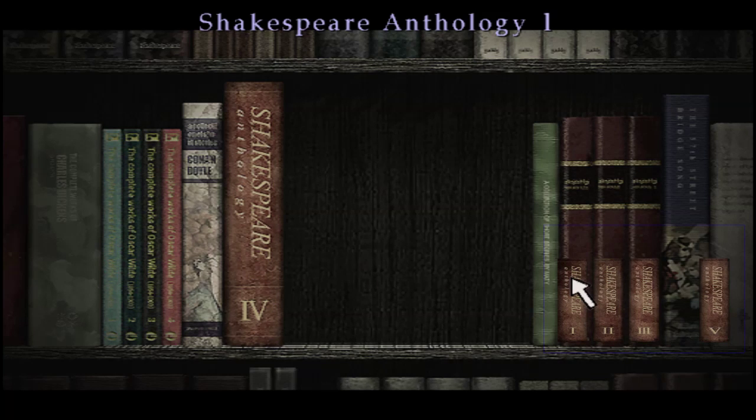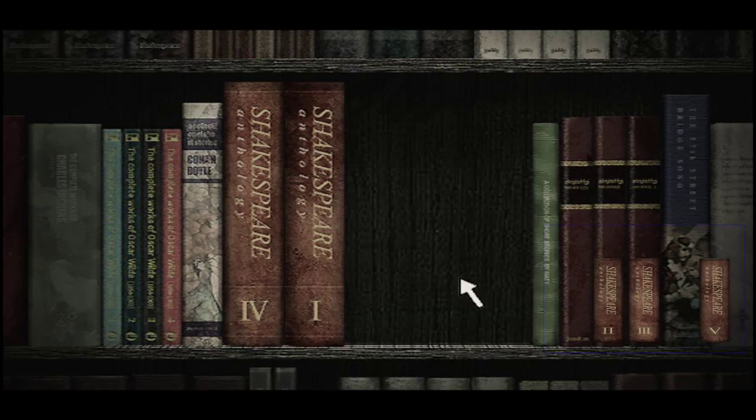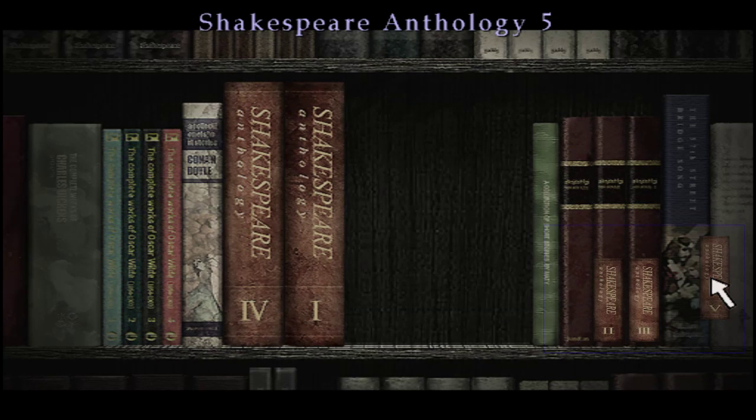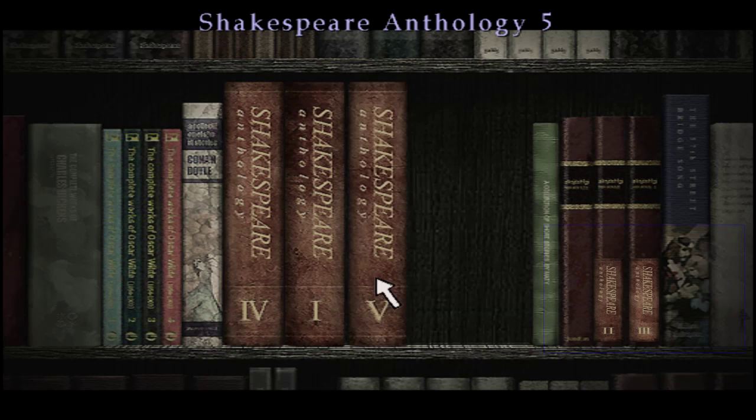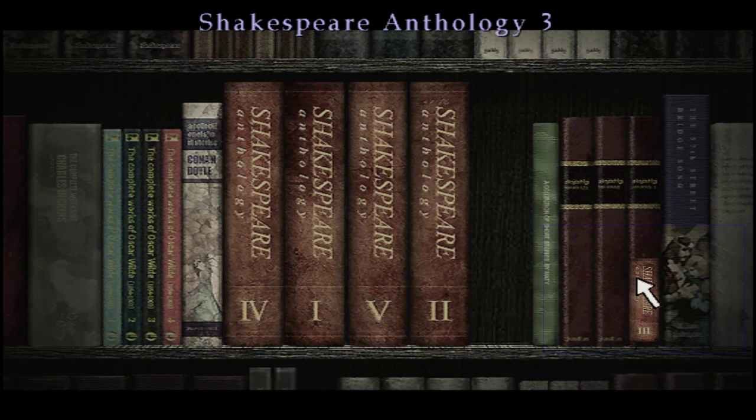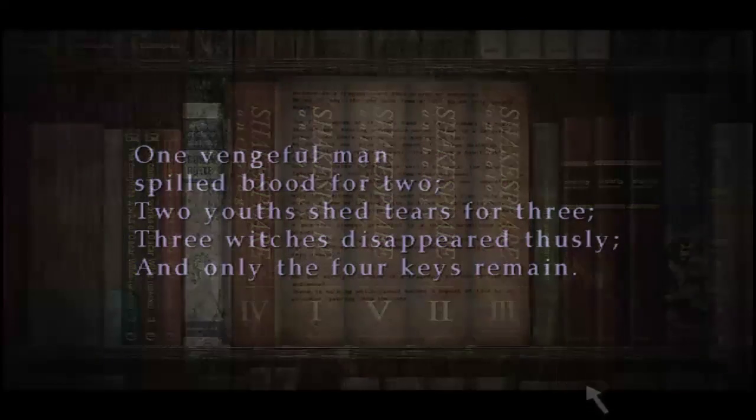And I wish that was the end of the puzzle. I wish you had to just put them in order. But no. So from left to right now, we have, in the proper order, 4, 1, 5, 2, 3. But that's not counting the second to last verse. So here we go.